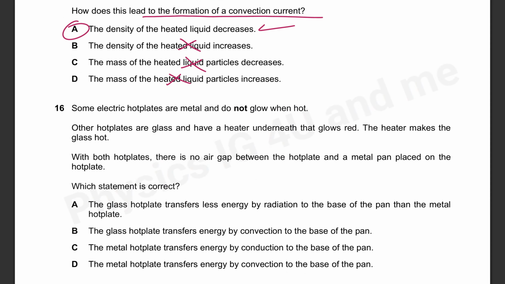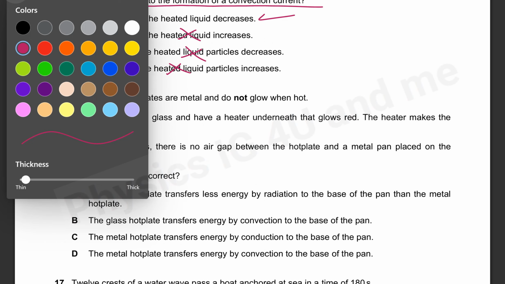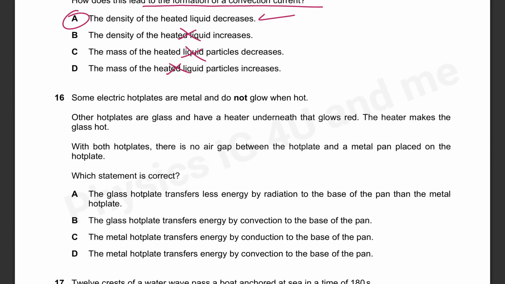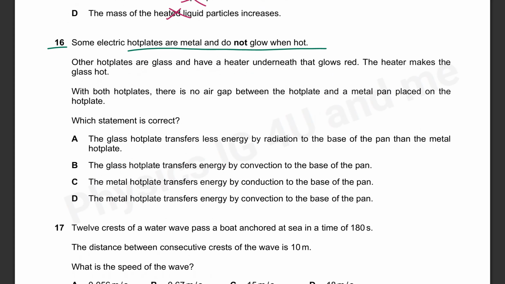Now 16 will be our last question. Okay, it says some electric hot plates are metal and don't glow when hot. Other hot plates are glass and have a heater underneath that glows red. The heater makes the glass hot. With both hot plates, there is no air gap between the hot plate and the metal pan placed on the hot plate. Which statement is correct?